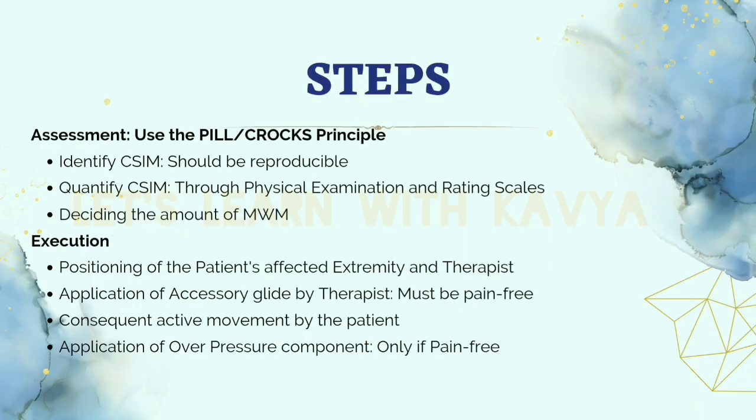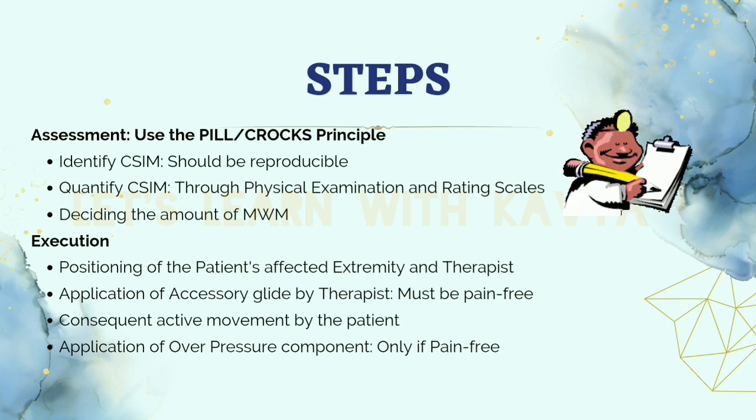So the steps are, when you are assessing or prescribing the treatment, use the PILL or CROCS principle. Identify CSIM that should be reproducible. Quantify CSIM through physical examination and rating scales. Decide the amount of MWM.